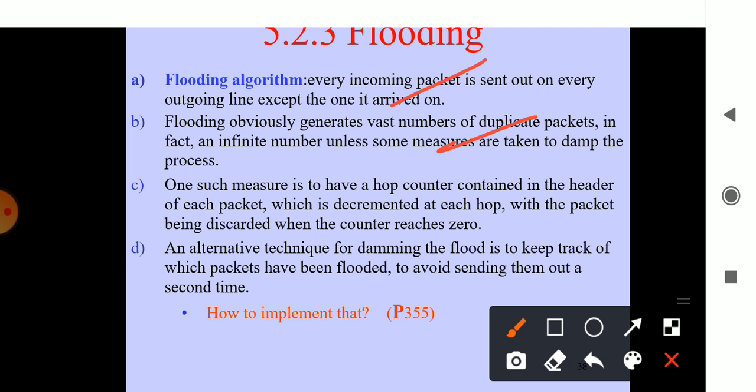So in order to avoid duplicate packets arriving on the line, it has to use the concept of hop counting: how many times it has hopped. If it has hopped to the same place twice, then it is a duplicate. That way the duplicate problem is rectified.